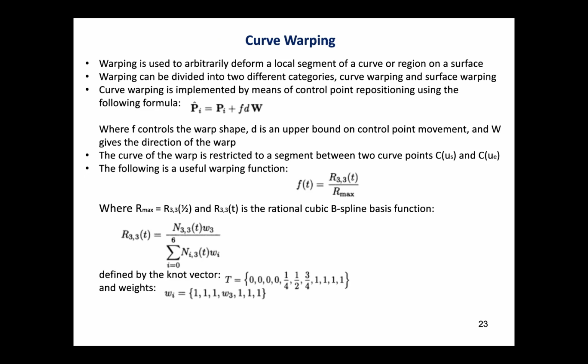So the following function is a useful warping function that we can plug in for f in our above formula, where r sub max is equal to r sub 3 1/2, and r sub 3 t is the rational cubic B-spline basis function given by this function here, defined by this knot vector and these weights, where all those weights are constant 1, except for W sub 3, which can be set by the designer.